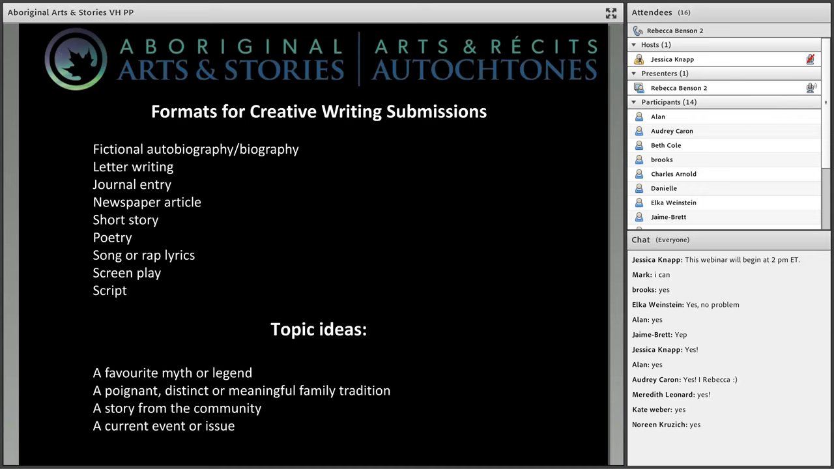Each year we accept creative writing in a wide variety of formats. We're always amazed at how creative the submissions are each year, and at the different formats that we receive. Some of them are fictional autobiographies and biographies. People will retell the lives of famous Indigenous historical figures or even elders that they know personally or members of their family. We receive letter writing entries, journal entries, and newspaper articles where Indigenous youth will explain a current event or a historical event from their own perspective and give their own hot take.